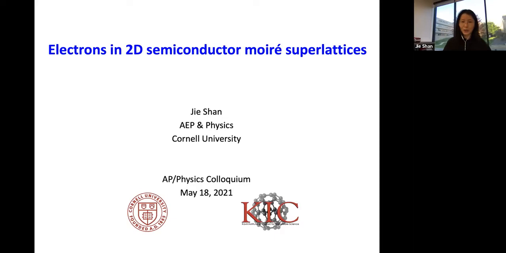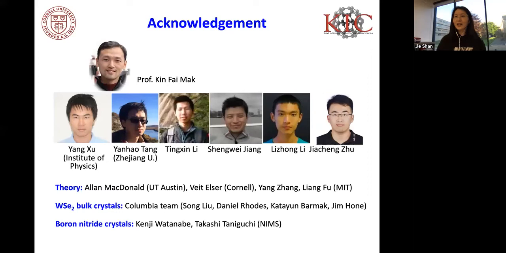So first, I would like to thank my collaborators, Professor Kin Fai Mak, who is a very long-term collaborator. The real heroes actually are the postdocs and students in the group, in particular two former postdocs, Yang Shi and Yang Hao Tan. And you will see their contributions later in my talk. Our experimental work was guided by theoretical insight and modeling of several colleagues, Allan MacDonald from UT Austin, Veit Elser from Cornell, Liang Fu and his postdoc Yang Zhang from MIT. We got our excellent tungsten selenide bulk crystals from the Columbia crystal growth team led by Jim Hone. And we got boron nitride crystals from Japan.